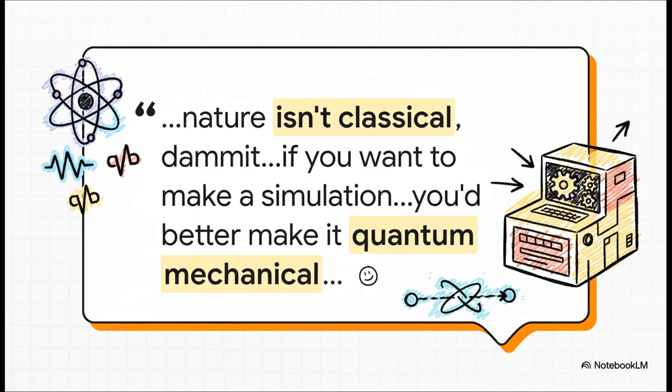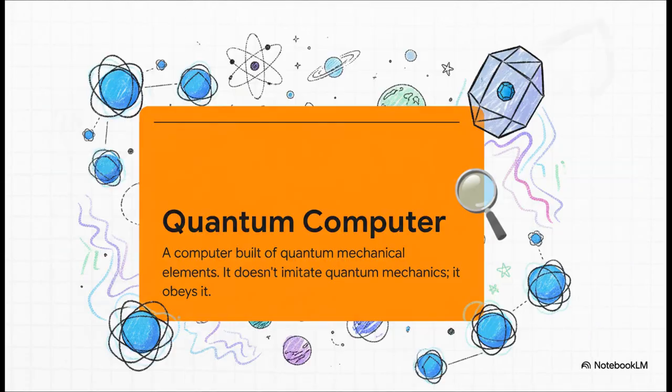And here's Feynman, just laying it on the line in his classic no-nonsense style. Nature isn't classical. So if you want to simulate nature, you'd better build a computer that plays by nature's rules, quantum mechanical rules. And this is it. This is the logical birth of the idea of a quantum computer.